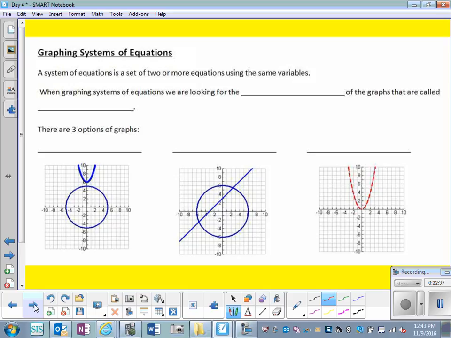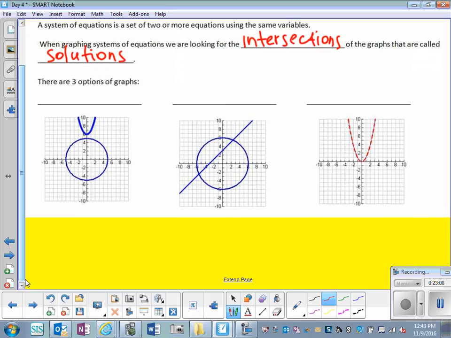A system of equations is a set of 2 or more equations using the same variables. When graphing systems of equations, we are looking for the intersections of the graphs, one graph per equation, that are called solutions. We talked about this at the beginning of the class. So there are 3 scenarios that you could encounter.